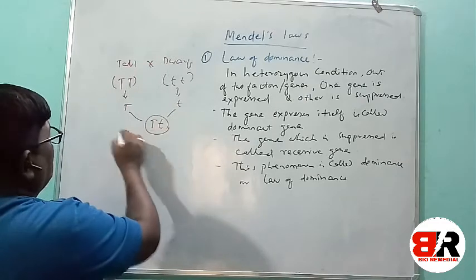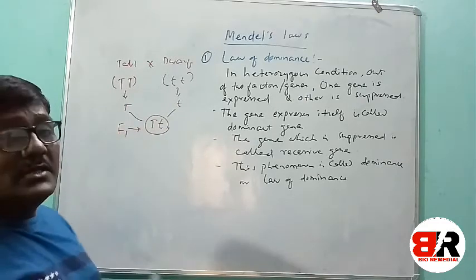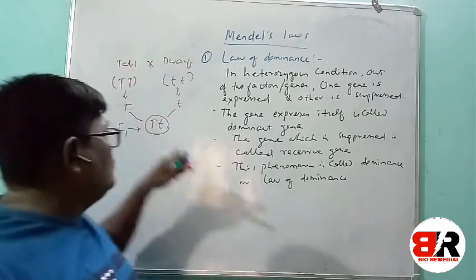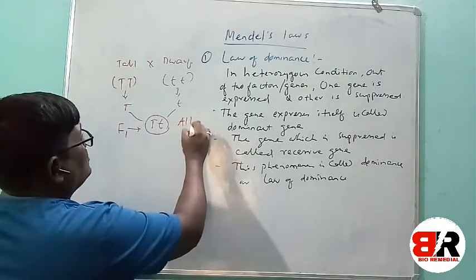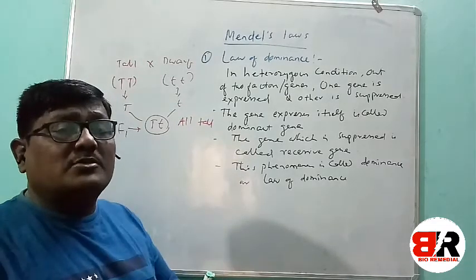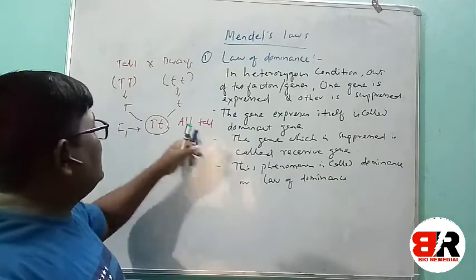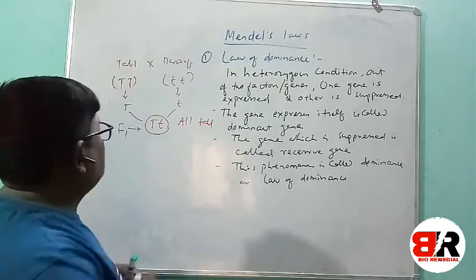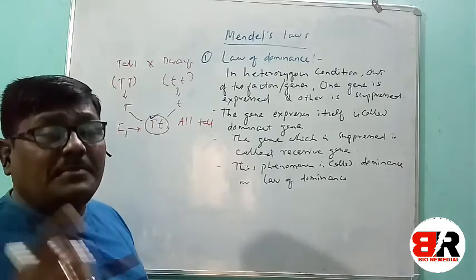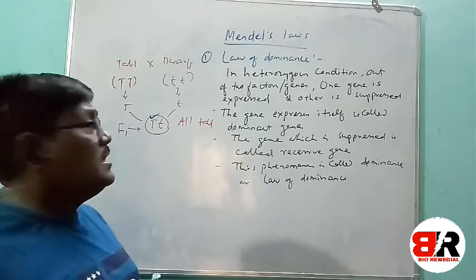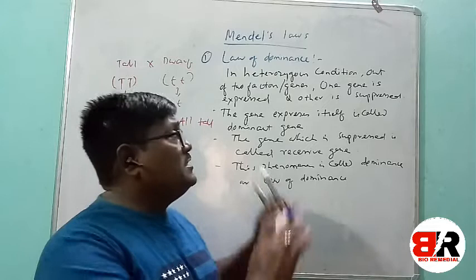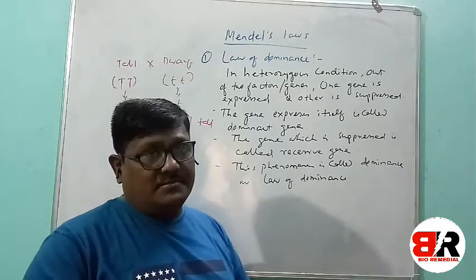Then in the F1 generation, the combination was capital T and small t. So out of two genes, all were tall. Mendel found in the F1 generation that although there was a combination of two different genes, one gene is expressed and the other is suppressed. Here, capital T is expressed and small t is suppressed. That is why capital T is the dominant gene and small t is recessive. This is all about the law of dominance.